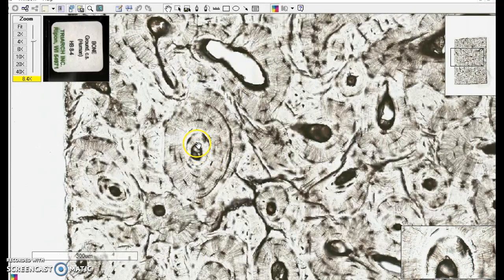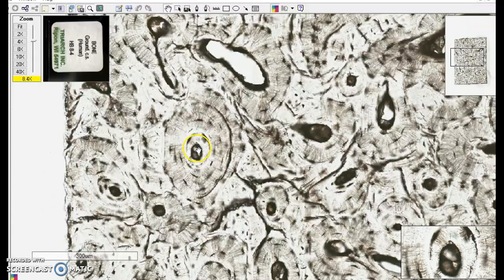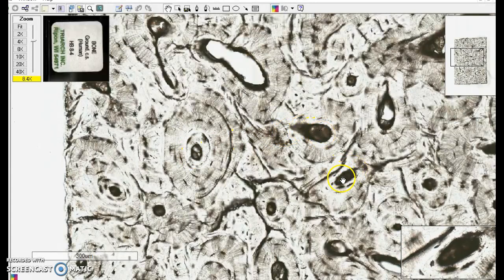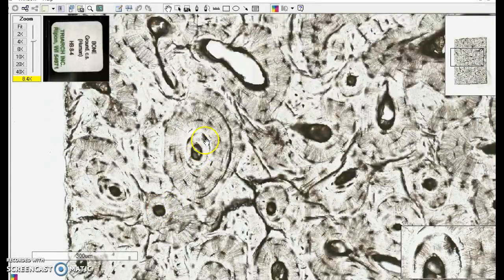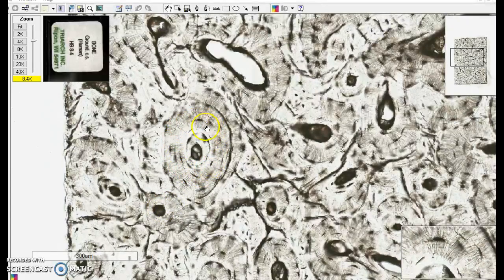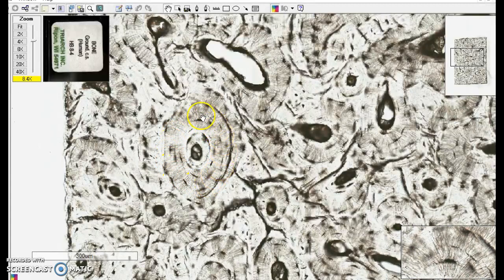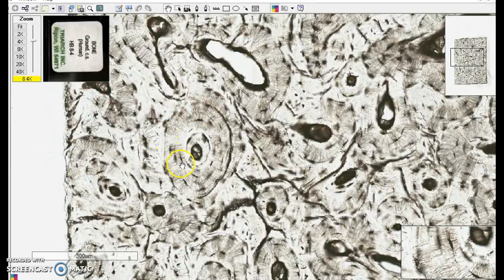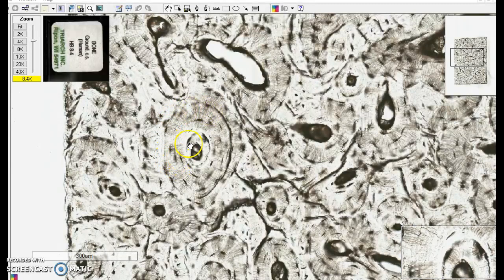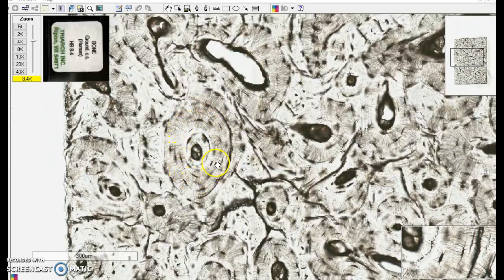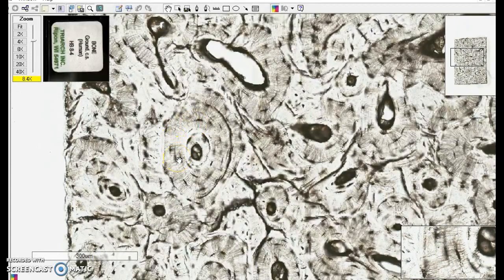In the center, there is something called a central canal, and that's where blood vessels and nerves will travel. So this center area, you can see one here and over here, is called the central canal. And around it are layers, again, these are what look like tree rings, called concentric lamellae. And these are layers of lacunae, here's a lacuna, here's a lacuna, and minerals surrounding that central canal.